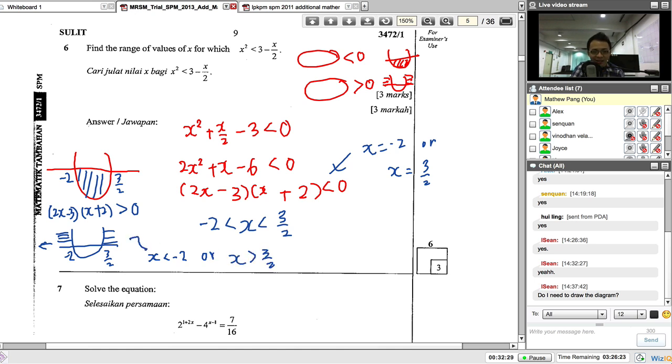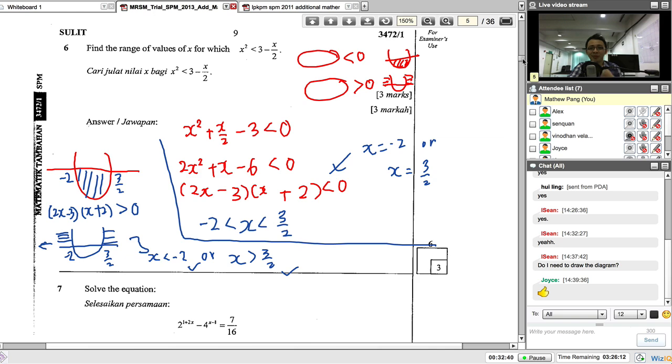Okay, this is the example for this one. Nothing to do with this question. This is just an example. If it's bigger than 0, you get these two answers. Alright, I hope you do understand. And then this is quite simple.